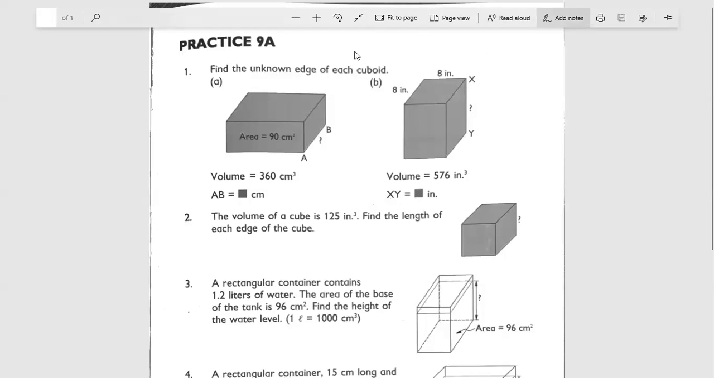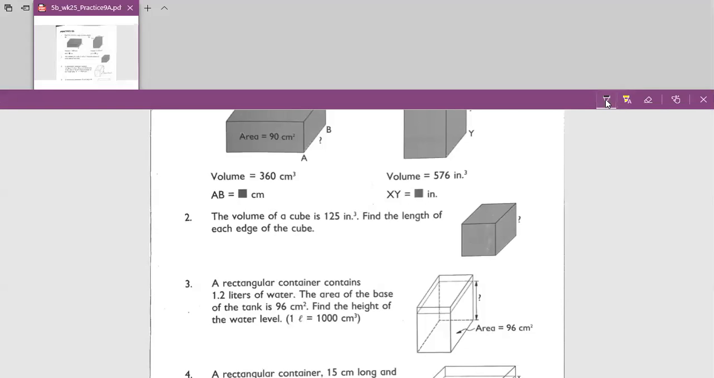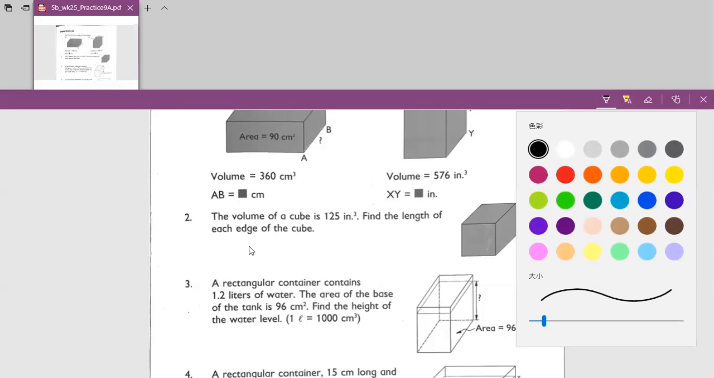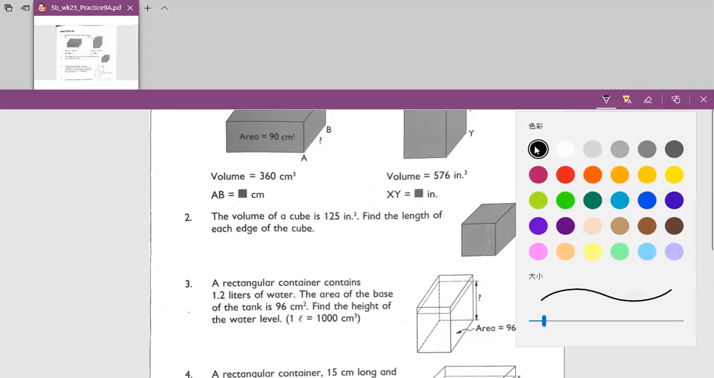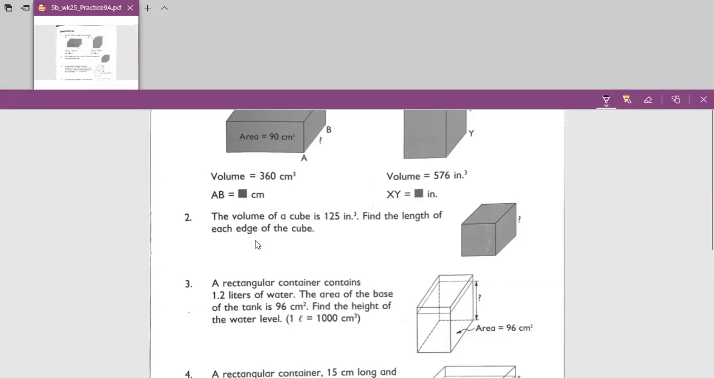If you are using the annotate function, please do not use it, because if you are using it, I won't be able to write anything, okay? So I know who is using it now. Please do not do it.